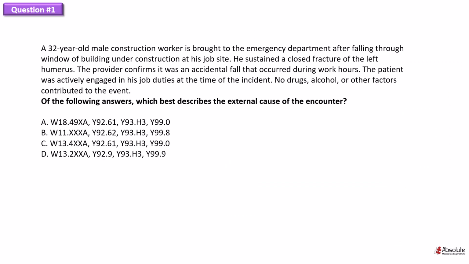Thank you, Mrs. J. Okay, coders. Now let's do the first scenario from external cause coding. And here is your first question. Of the following answers, which best describes the external cause of the encounter? Your options are option A, W18.49XA, Y92.61, Y93.H3, Y99.0.